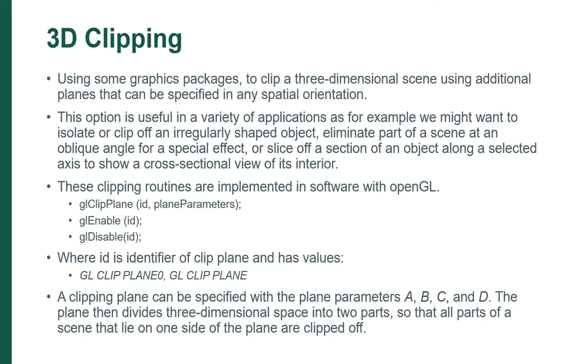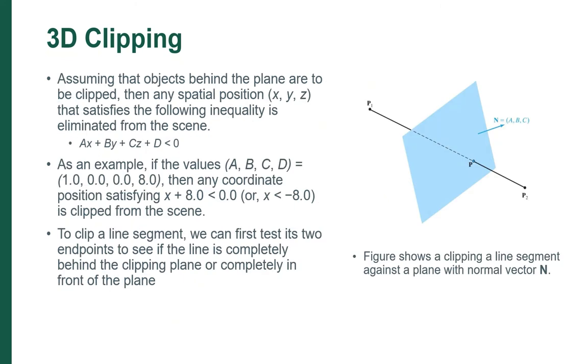3D clipping uses some graphics packages to clip a three-dimensional scene using additional planes that can be specified in any spatial orientation. This slide is all about the intersection of a line projection and a plane projection. The clipping routines are implemented in software with OpenGL. We can see the methods here: glClipPlane, glEnable and glDisable. The ID is the identifier of the clip plane, and the plane parameters are A, B, C, D. The plane then divides three-dimensional space into two parts, so that all parts of the scene that lie on one side of the plane are clipped off.